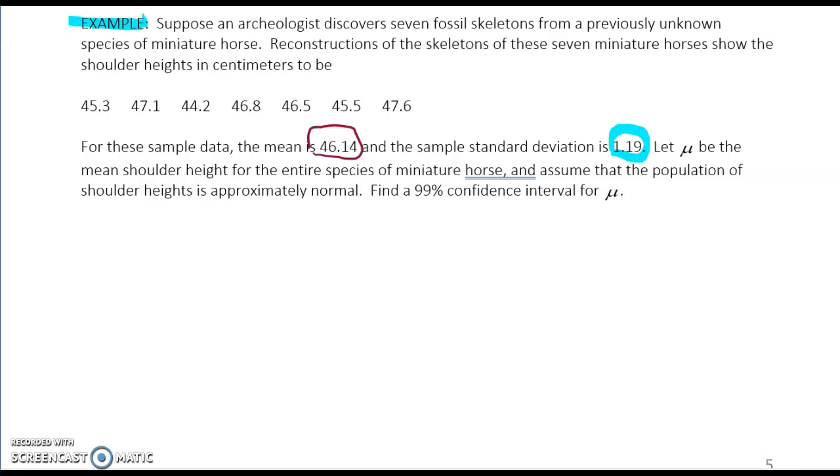Let mu be the mean shoulder height for the entire species of miniature horse and assume that the population of the shoulder heights is approximately normal. Find a 99% confidence interval for mu.